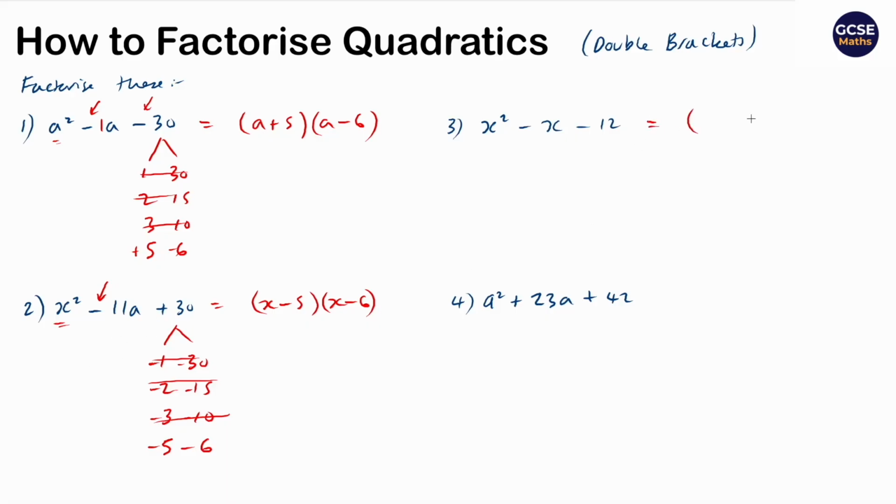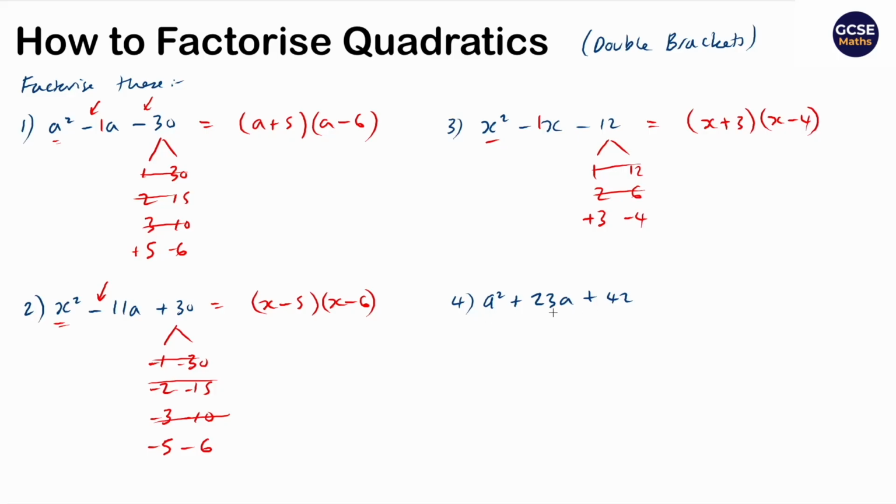Question 3, brackets out, deal with the squared. Factors of 12. This is negative, which means one of these is negative, and this is minus 1. So in this case, we have got a positive 3 and a negative 4 because the difference of 3 and 4 is 1. So we are looking at positive 3, negative 4.